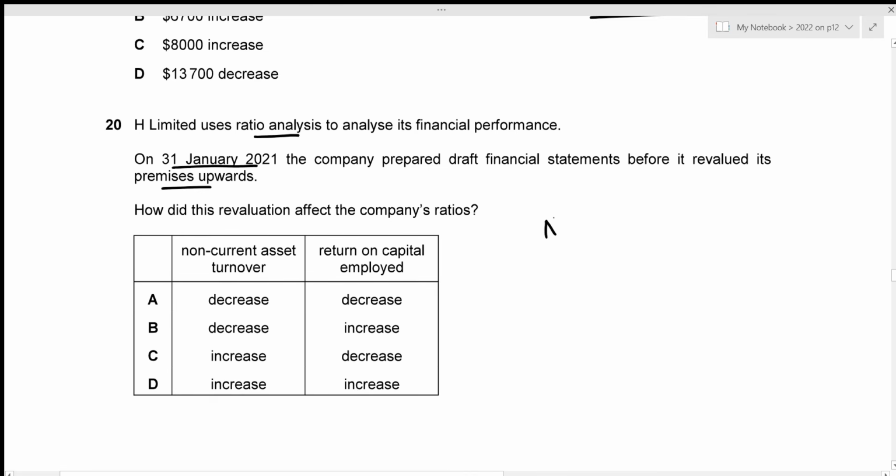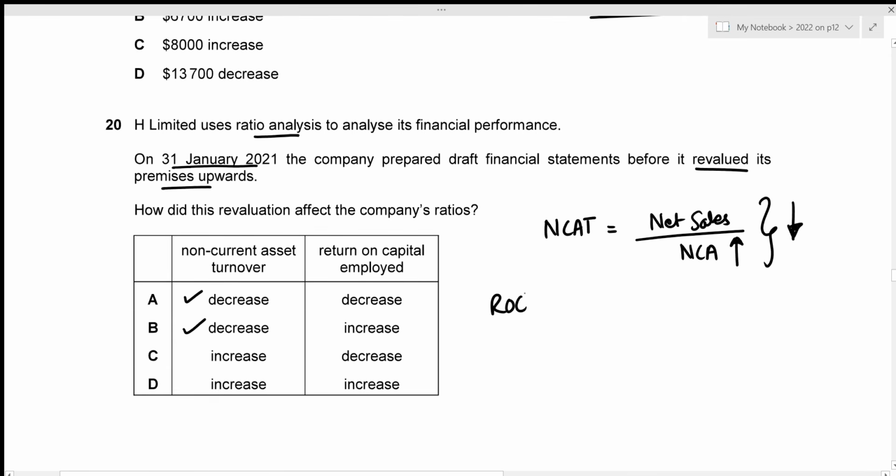So the first one is non-current asset turnover. Let's recall the formula. So that is just the net sales divided by our non-current assets. And we're told that we are revaluing the premises upwards, which is a part of non-current assets, which basically means that the non-current assets value is going upwards. And whenever the denominator value goes upwards, the total value will go downwards. So this just means that our non-current asset turnover is going to decrease, which is given in option A and B.